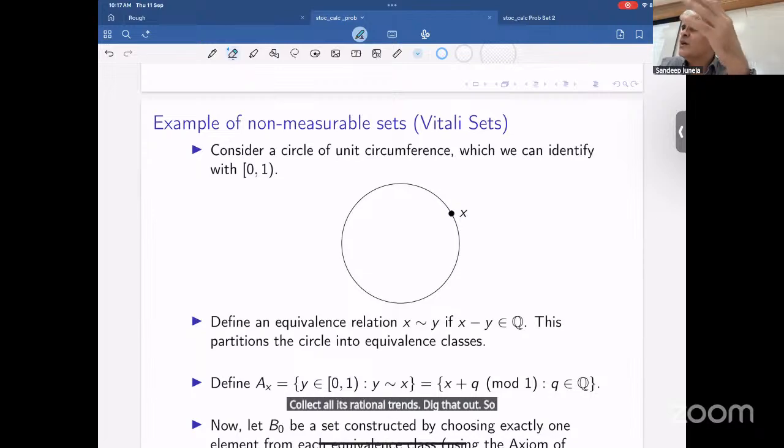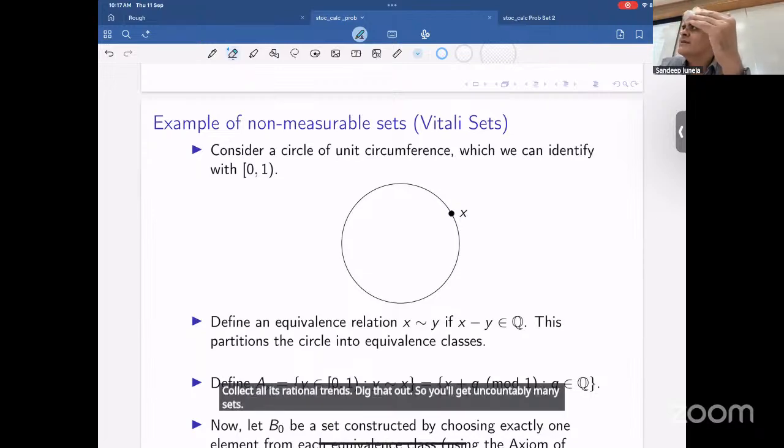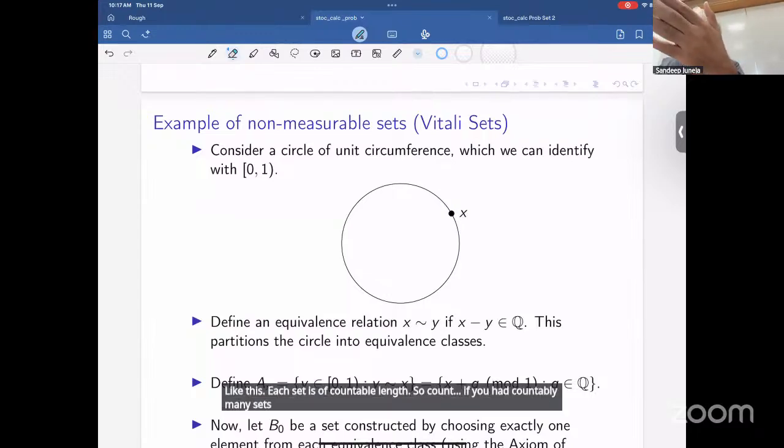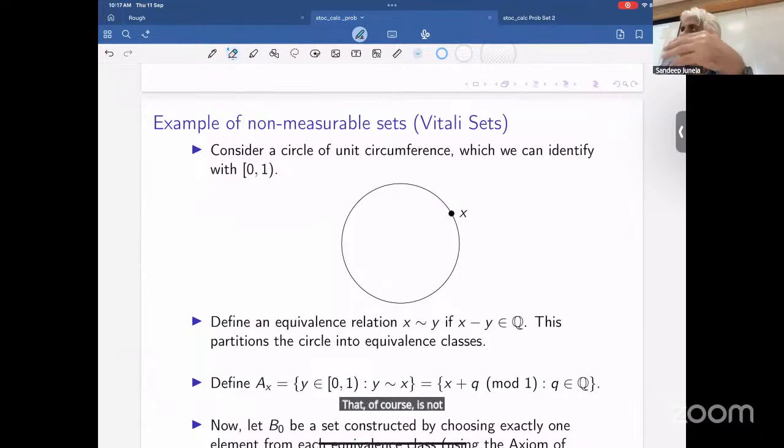So you get uncountably many sets like this. Each set is of countable length. So if you had countably many sets, that would have been a total countable number of points. That, of course, is not your space 0 to 1. 0 to 1 is an uncountable space. So there will have to be uncountably many sets, right?